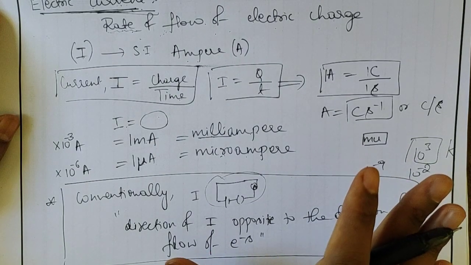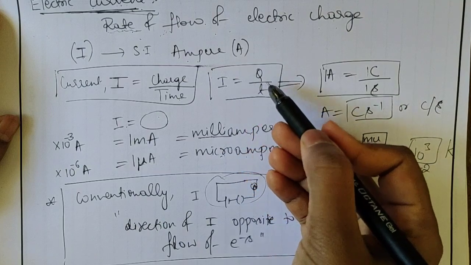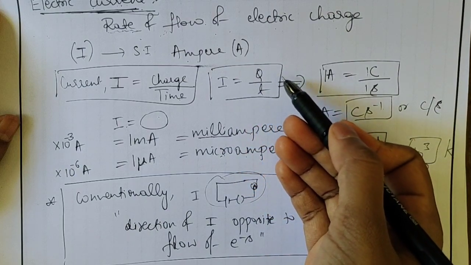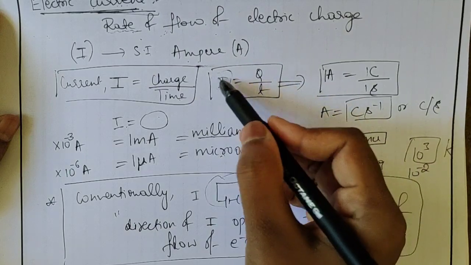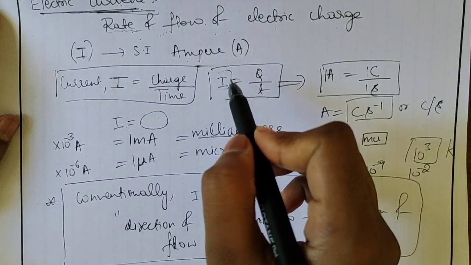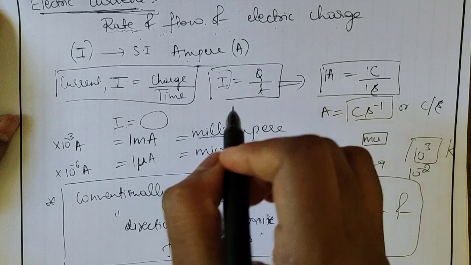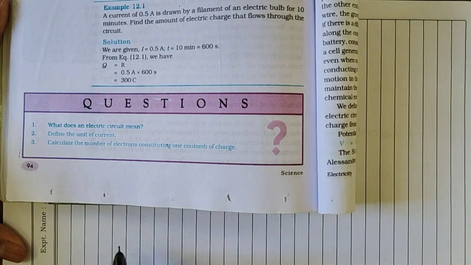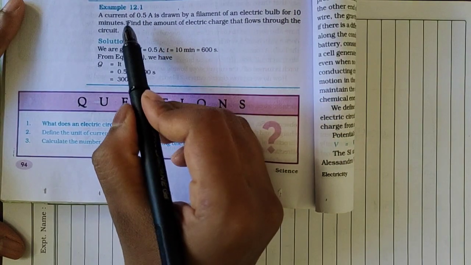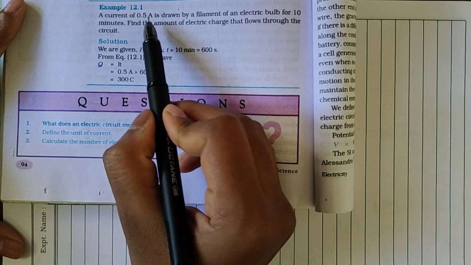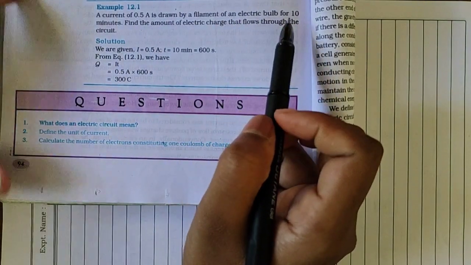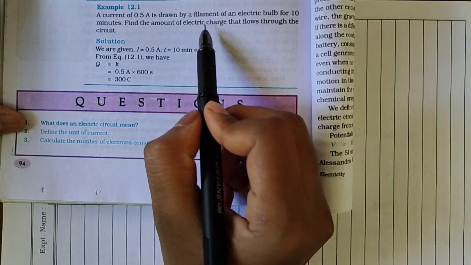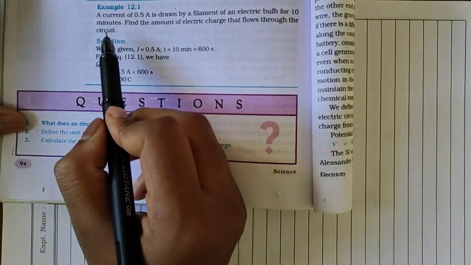And we got one formula now. Here also we'll get one numerical problem, a very simple question. They will just give two values, and we need to find a particular one. So I'll give one problem now. Clear now? Here we'll solve one example problem. A current of 0.5 ampere is drawn by the filament of an electric bulb for 10 minutes. Find the amount of electric charge that flows through the circuit.